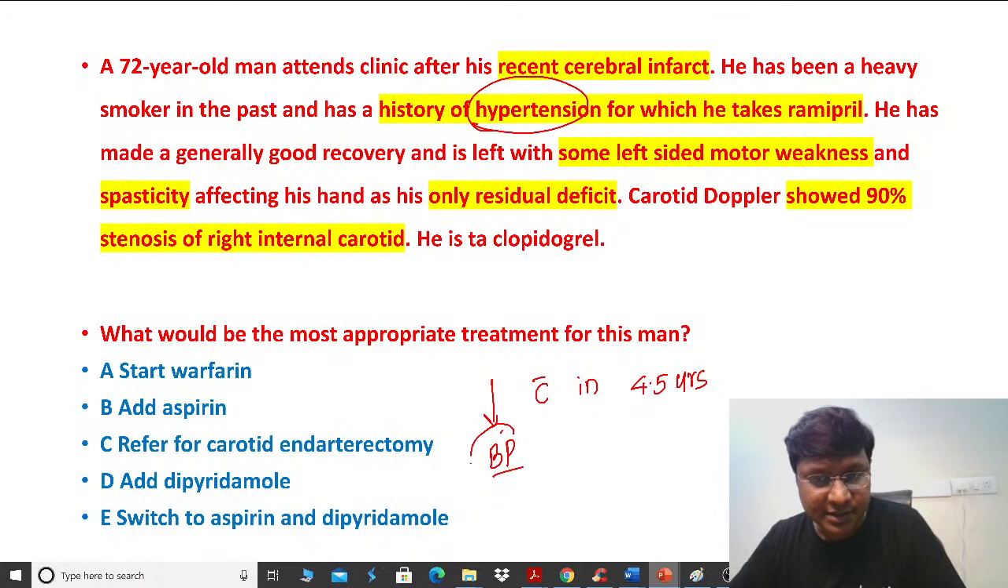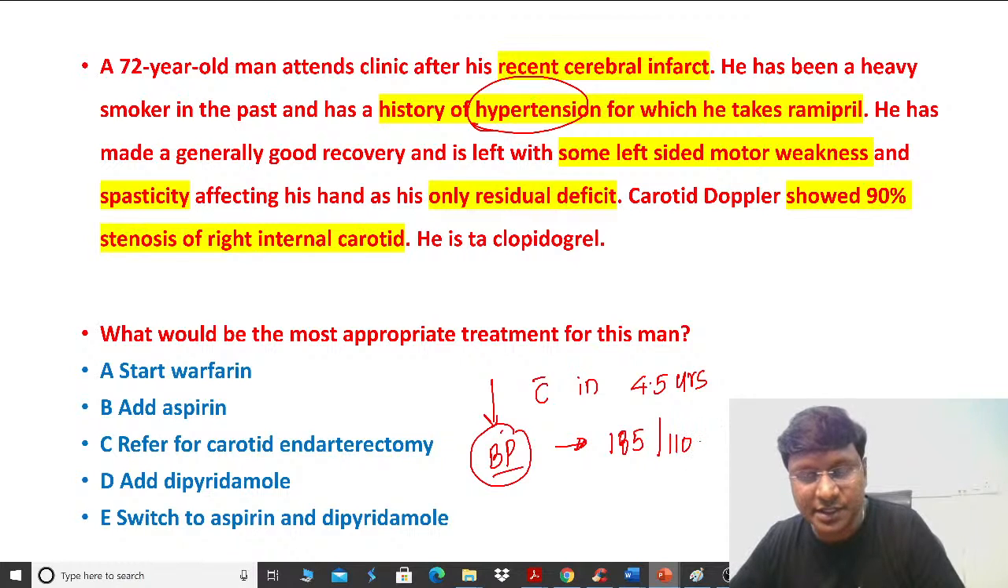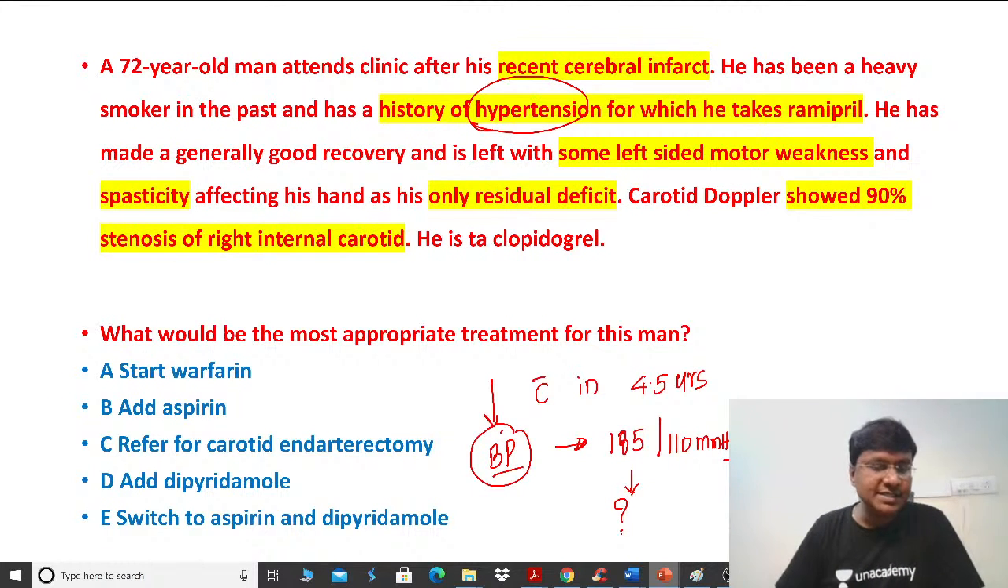Okay. For example, I will tell you that the blood pressure of the patient is 185 by 110 millimeters of mercury. Now you tell me, will you thrombolyse this patient when the blood pressure is 185 by 110?